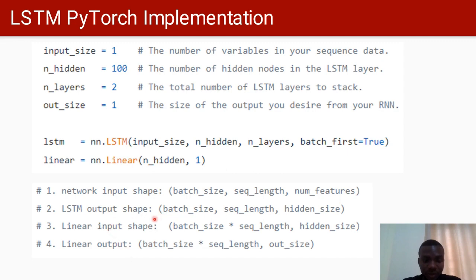Your LSTM output shape will basically be the batch size, the sequence length, and the output size, because you're projecting through the LSTM, and this hidden size will be the number of features for that particular LSTM. Your linear input will be a multiplication of the batch size and sequence length. That gives you the number of inputs to your linear layer, which is then projected to the hidden size. The same goes for your linear output, from batch size and sequence length to your final output size, which in this case is 1.